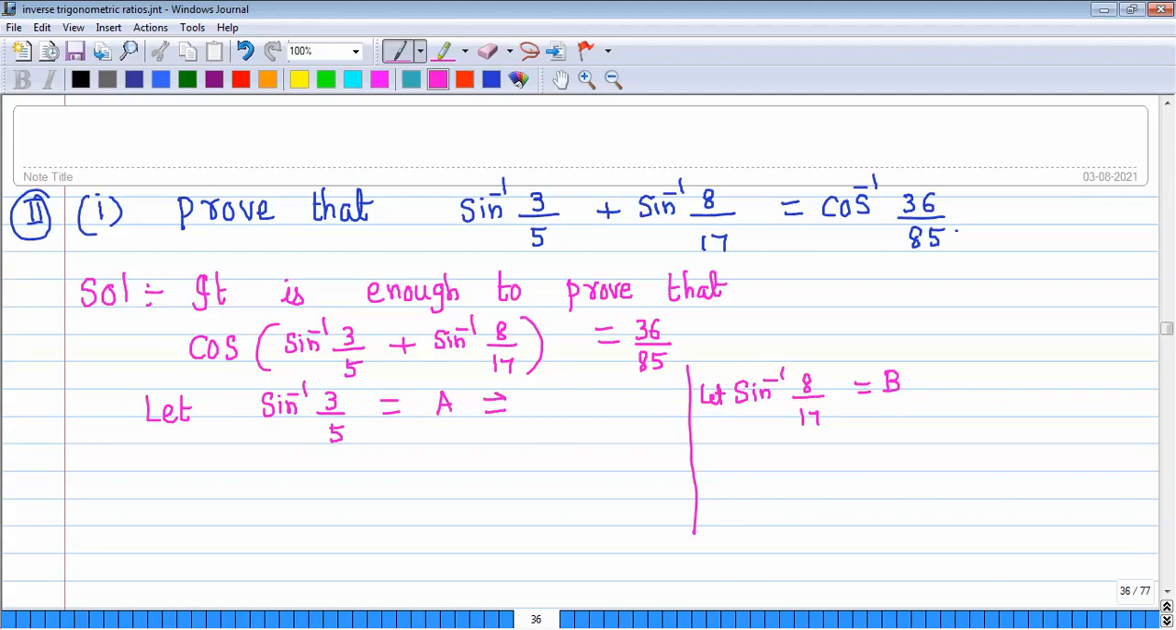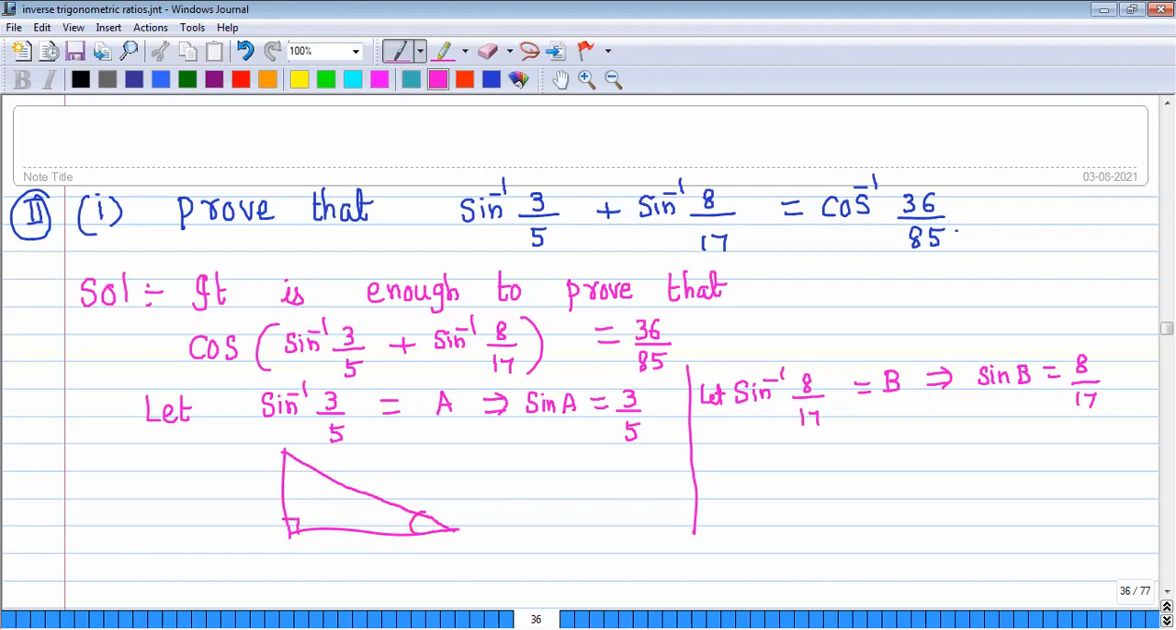So what do you get now? Sin a equals 3 upon 5. Sin b equals how much? 8 by 17. Now the left hand side becomes cos of a plus b. Cos of a plus b formula we have already studied in compound angles: cos a cos b minus sin a sin b. But we know sin a, sin b, and we need to find cos a, cos b. That means you take the help of a right angle triangle.